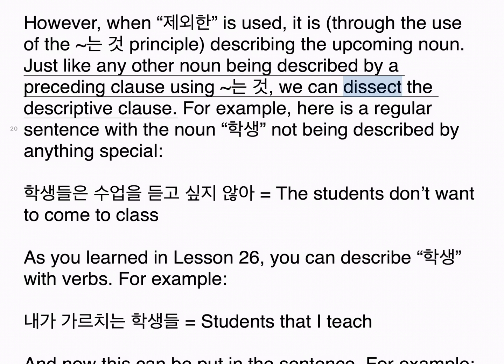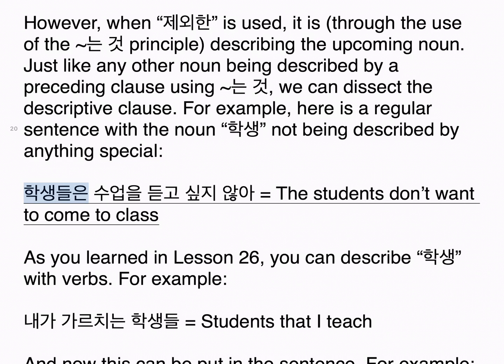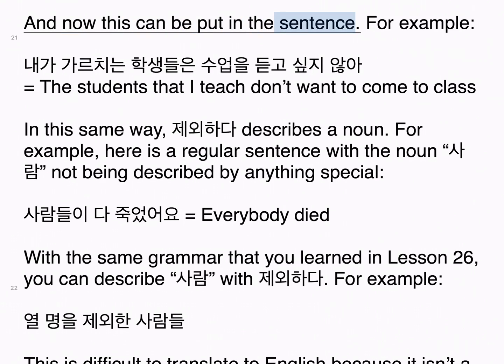Using 는 것, we can dissect the descriptive clause. For example, here is a regular sentence with the noun 학생 not being described by anything special. 학생들은 수업을 듣고 싶지 않아. The students don't want to come to class. As you learned in lesson 26, you can describe 학생 with verbs. For example, 내가 가르치는 학생들, students that I teach. And now this can be put in the sentence. 내가 가르치는 학생들은 수업을 듣고 싶지 않아. The students that I teach don't want to come to class.